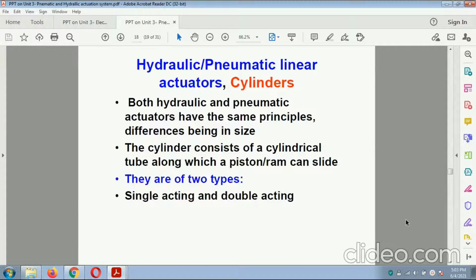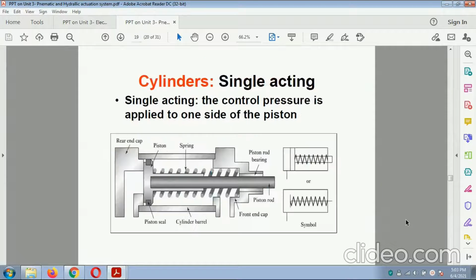The hydraulic and pneumatic actuator. Both the hydraulic and pneumatic actuators have the same principle, differing only in size. The cylinder consists of a cylindrical tube along which the piston rod can slide. There are two types, that is single acting and double acting.